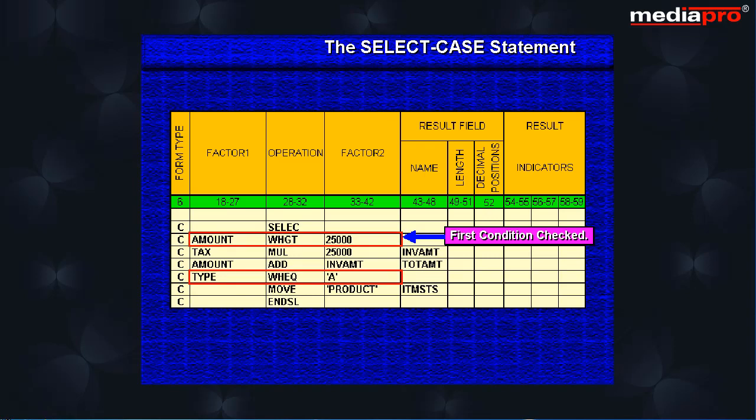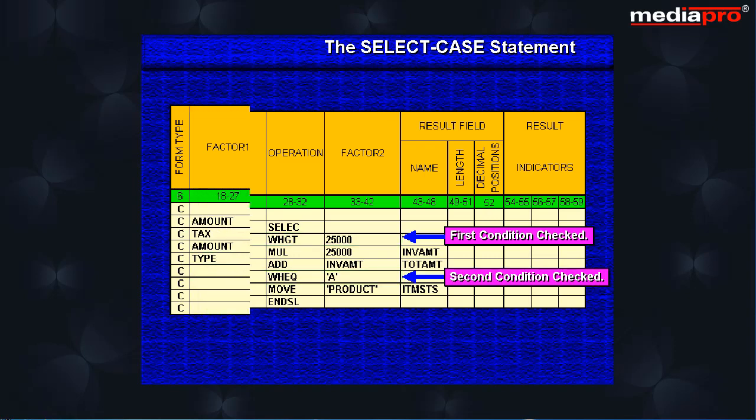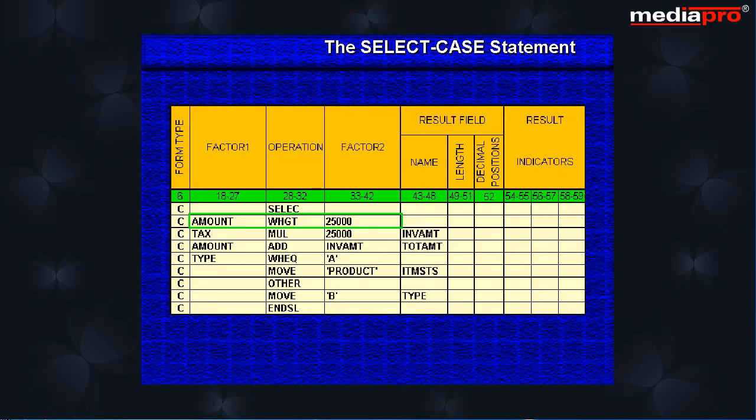Each condition is checked sequentially starting with the first. As soon as a condition is satisfied, the calculations that follow it are executed and control is passed to the end of the select construct identified by the end select or end operation. If none of the conditions are met, no operation will be performed.